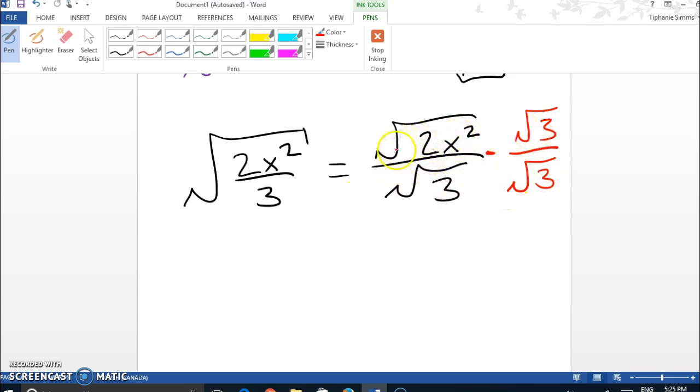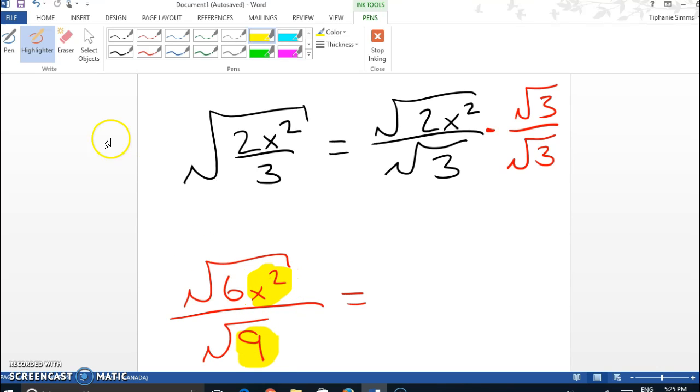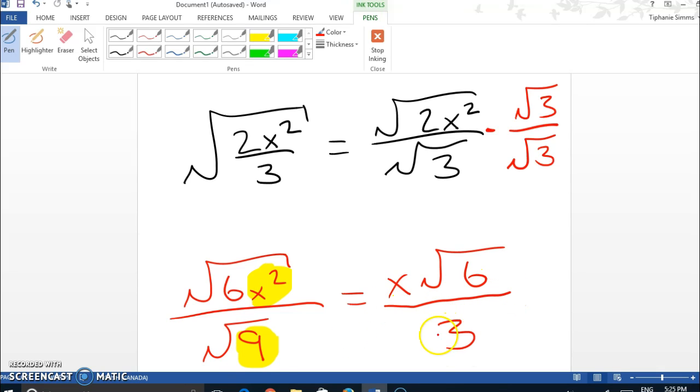Now up top, because I have two numbers underneath square root signs, I can use the product rule. So I can multiply them without taking the square root yet. That's going to give me 6x squared. And down here, that's going to give me root 9. Now we can go a little bit further. This x squared is a perfect square, and this 9 is a perfect square. So we'll evaluate those. The square root of x squared is x, times root 6. I can't do anything with 6. I can't factor out a perfect square. And the square root of 9 is 3.